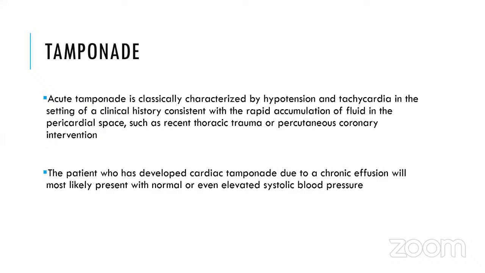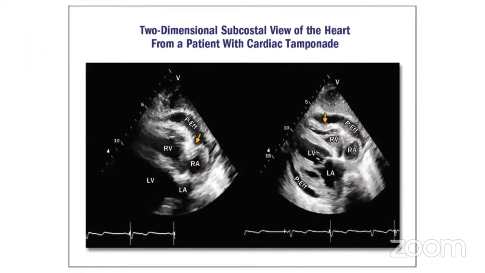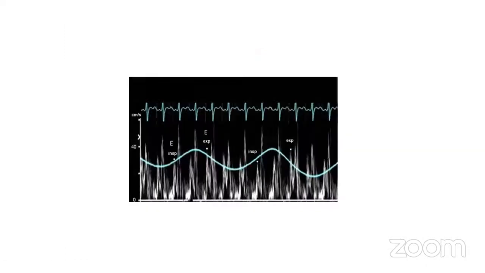However, in patients who are known to have chronic pericardial effusions, when they present with tamponade, they may present with a normal or even an elevated systolic blood pressure. So echocardiography must be performed in order to diagnose this condition. The left ventricular end-diastolic volume is diminished. There is usually IVC plethora. This here shows you the right atrial collapse and right ventricular collapse, which indicate tamponade.